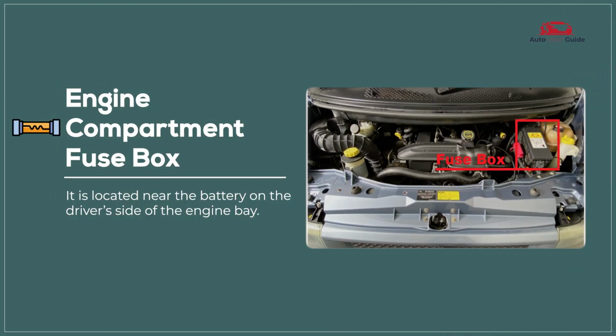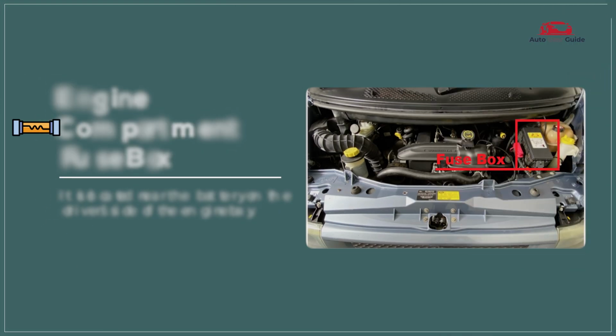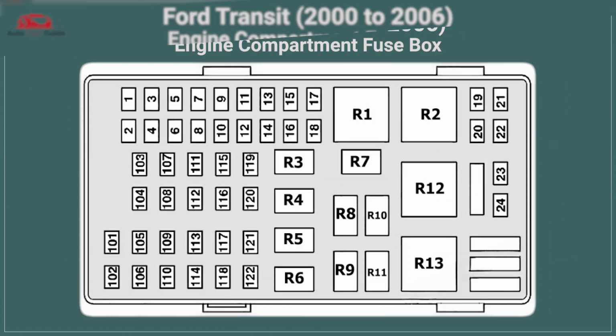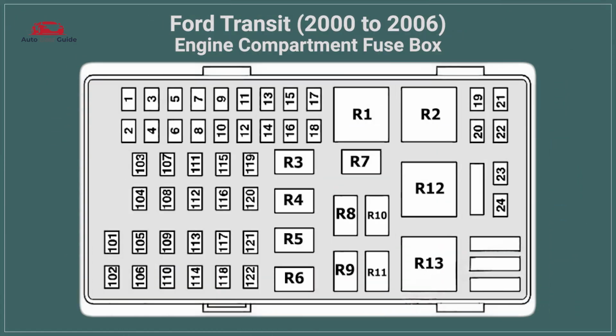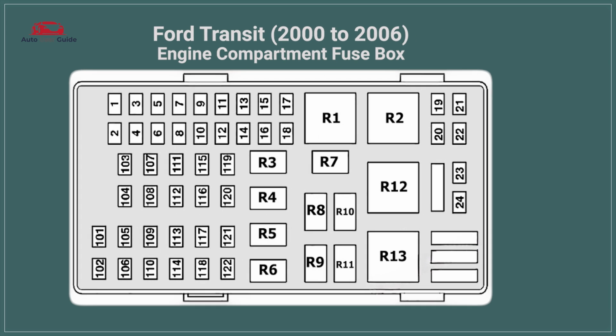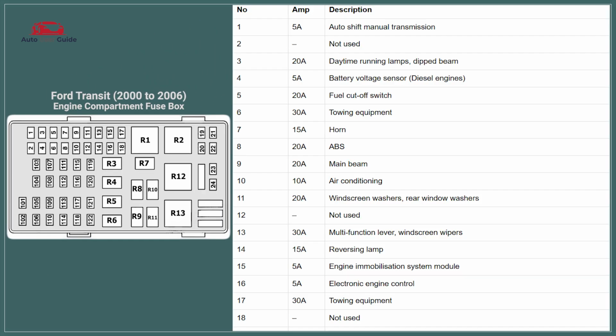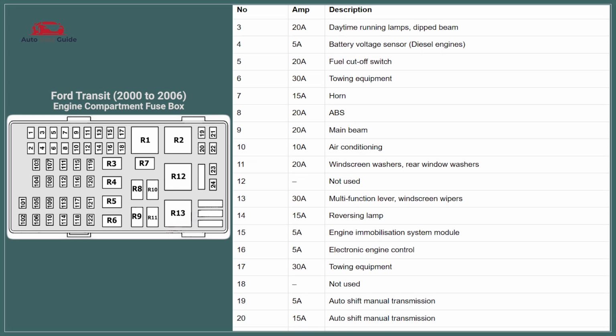Engine compartment fuse box. The engine compartment fuse box in the Ford Transit 2000 to 2006 manages and protects electrical circuits for engine systems, cooling, starting, and exterior lighting.